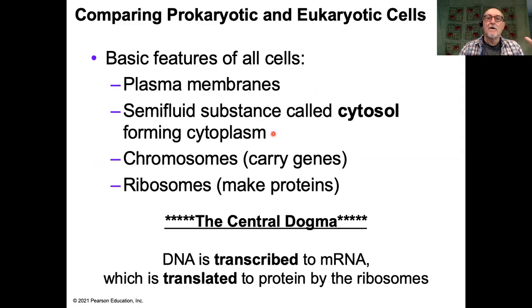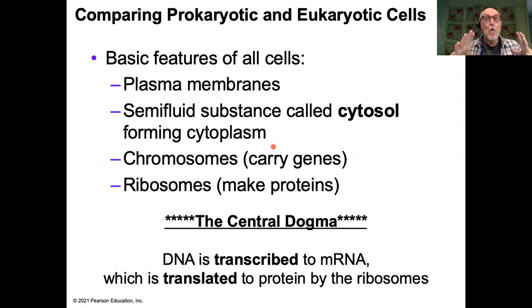On the inside of the cell, there is a fluid. It's a fluid which is a solution of so many substances, especially large biological molecules, that it's almost like a gel. It's like a jello kind of consistency. We call it the cytosol. But when we look at the whole thing, we often refer to it as the cytoplasm. So the cytoplasm is formed from the cytosol, which is the solution itself.